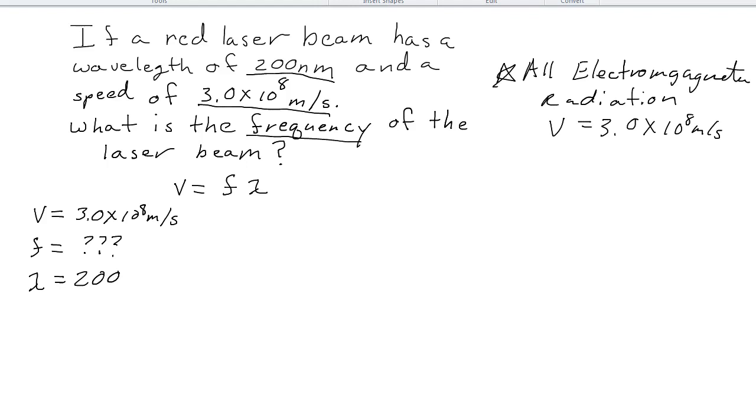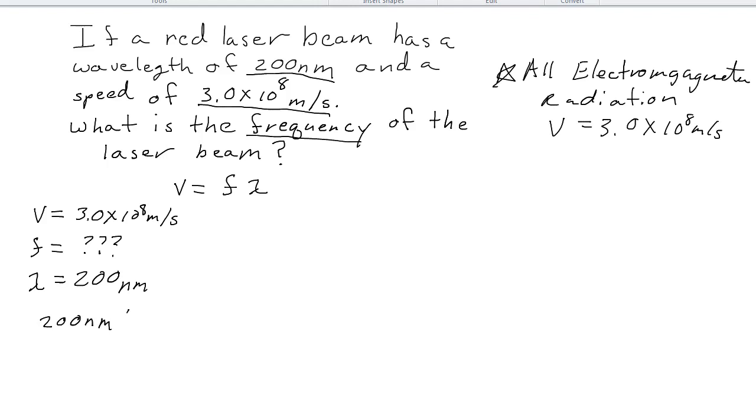Okay, so first things first, before we get started, we can't do anything until we have the same units. So I have nanometers here for my wavelength, and I have meters for my velocity. So I'm going to need to convert these into common units. So I'm going to change the wavelength into meters. And I'm going to do that really quickly.